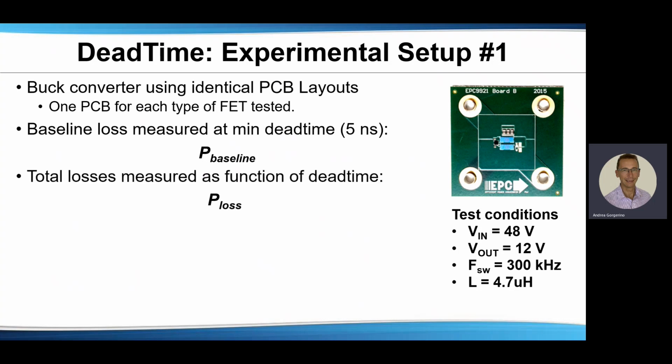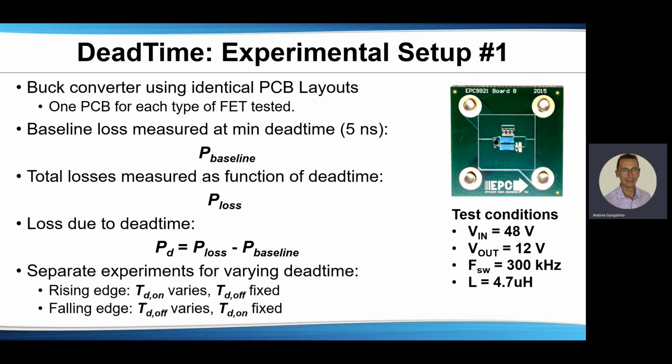Since we could not use a true 0 nanosecond dead time condition without shoot-through issue, we started with a 5 nanosecond baseline. And we made this loss to be our 0 by subtracting it from all the further measurements. So then we started by adding 5 nanoseconds to the total dead time and measured total losses. This is repeated until all the dead times have been measured for all the FETs. And then the dead time losses are simply calculated by taking the P loss minus the baseline. And finally, we did several experiments with varying dead time. We only varied either the rising edge or the falling edge, keeping the other one fixed.